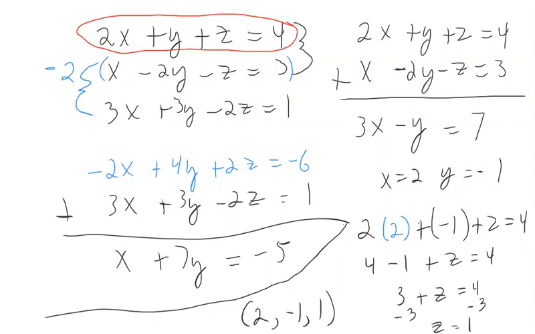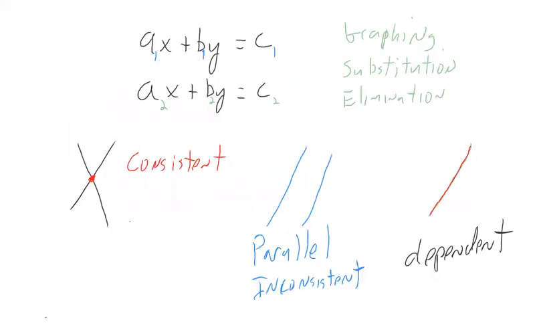So hopefully these examples help show you all the different ways to solve these problems. And again, this video is solving systems of equations by graphing, substitution, or the elimination method. If they cross, they're consistent. If they do not cross, they are parallel and inconsistent, or they're the same line, they're dependent, and there are infinite solutions.